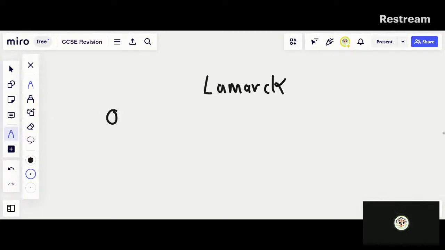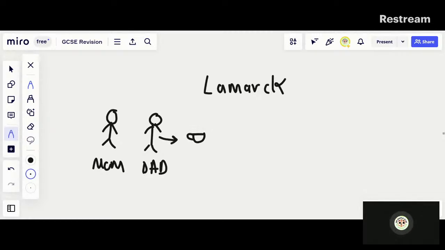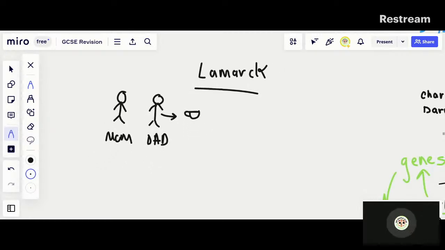For example, the parents, say the mum and the dad, the changes that happen in the mum or dad's lifetime. So imagine if the dad kept using his arm to reach out and get a cup of tea, for example, and perhaps his arm stretched. Then Lamarck suggested that the child produced will therefore have a stretched arm because changes that occurred within the parents' life are passed on.